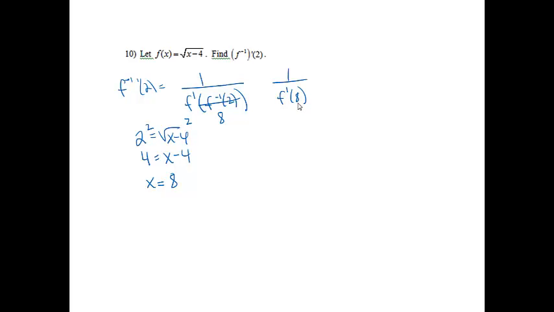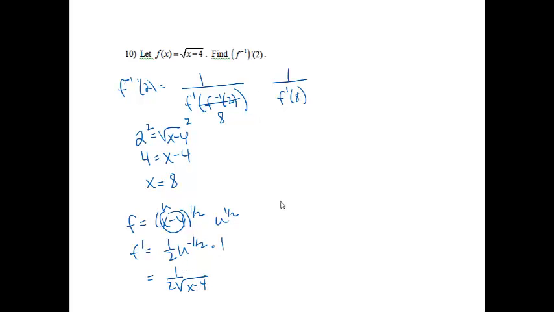So I'm going to plug 8 into the derivative, but first of all, I have to find the derivative. So f is equal to x minus 4 to the 1/2, and I'm going to do a u substitution here, so this is really u to the 1/2. F prime is equal to 1/2 u to the negative 1/2 times the derivative of x minus 4, which is just 1. So if I rewrite this, it's going to be 1 over 2 square root x minus 4.